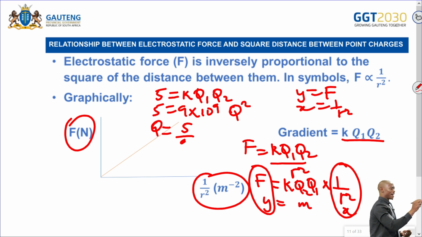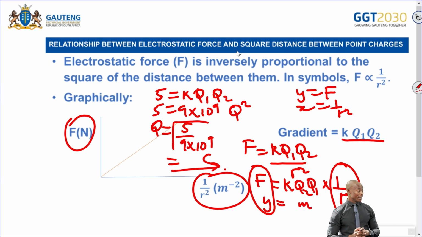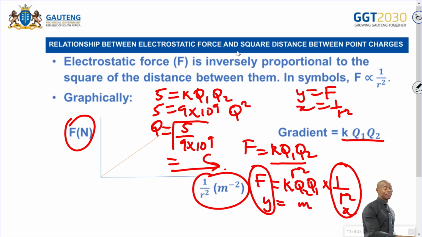5 over 9 times 10 to the power 9. That will be the square root. Then you'll find your answer in coulombs. So you can use this graph to get the charge, right? If, for example, we are told that these charges are identical.